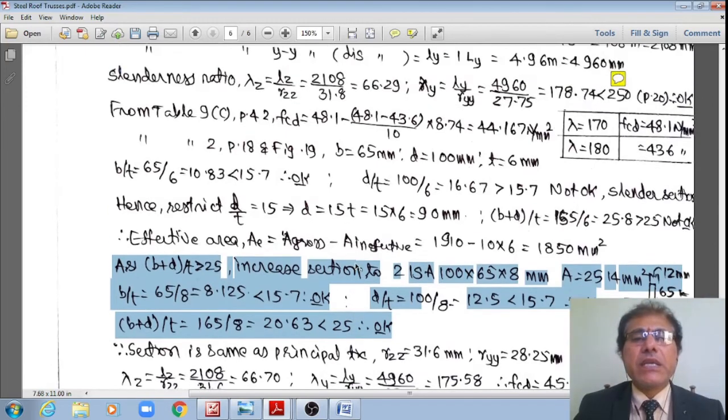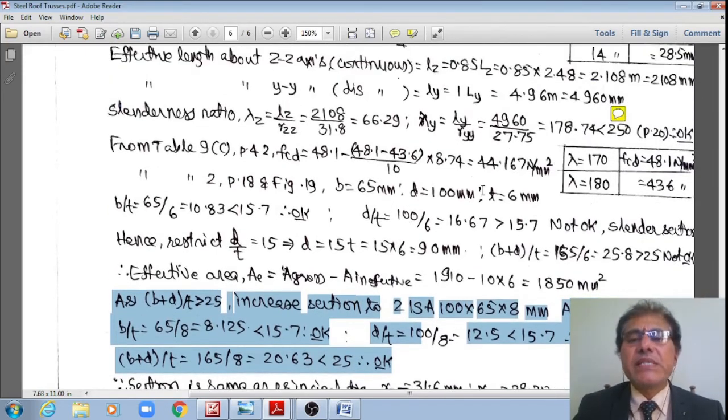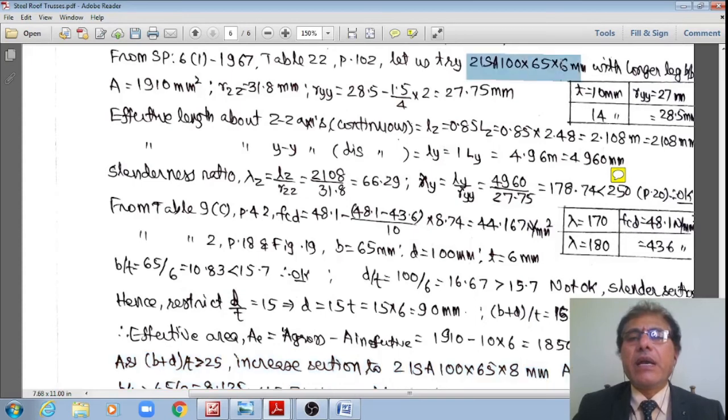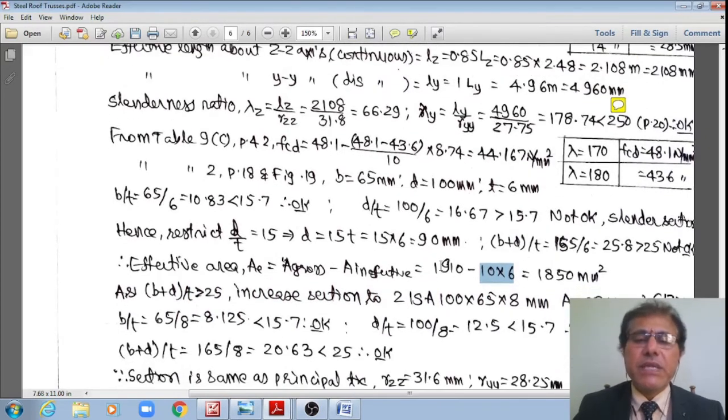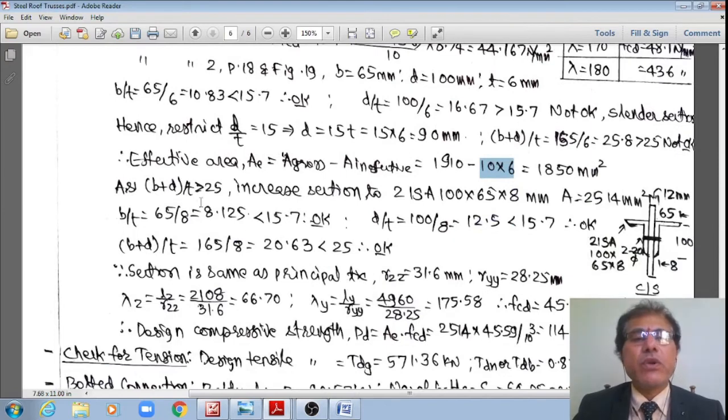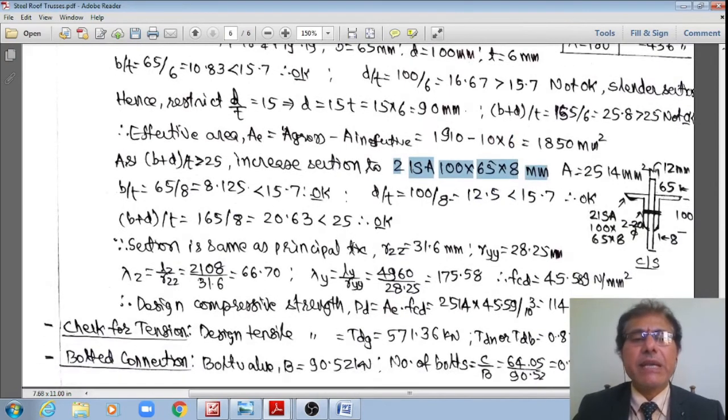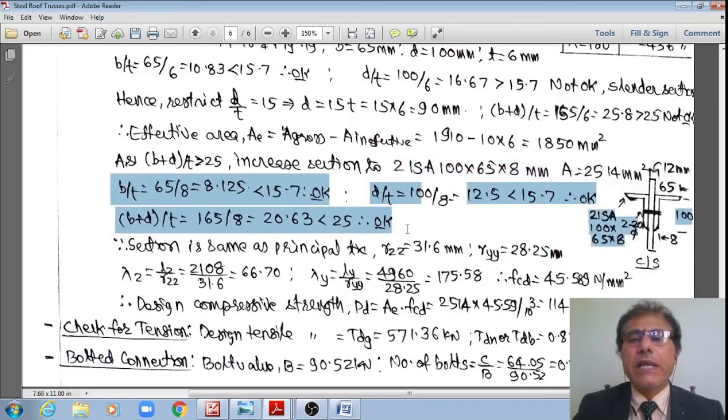Whereas at least that previous section, 2 ISA 100 by 65 by 6, was buckling, and we have reduced the ineffective area. Even you can proceed with that, it is still able to carry a load of 81.7 kilonewton, no problem. Or otherwise, if you don't want to proceed, you can choose a higher section with 8 mm thickness. Therefore, it is not buckling at all. That is 2 ISA 100 by 65 by 8 as I have shown here.